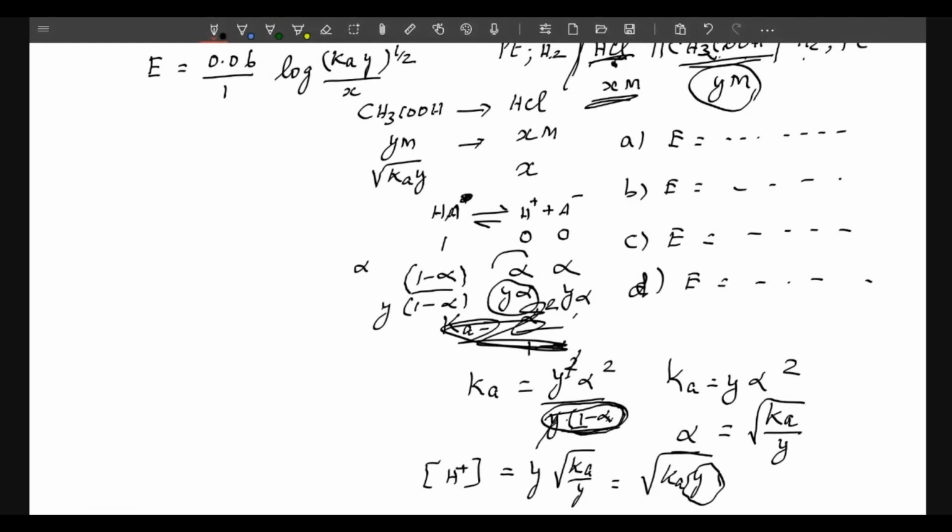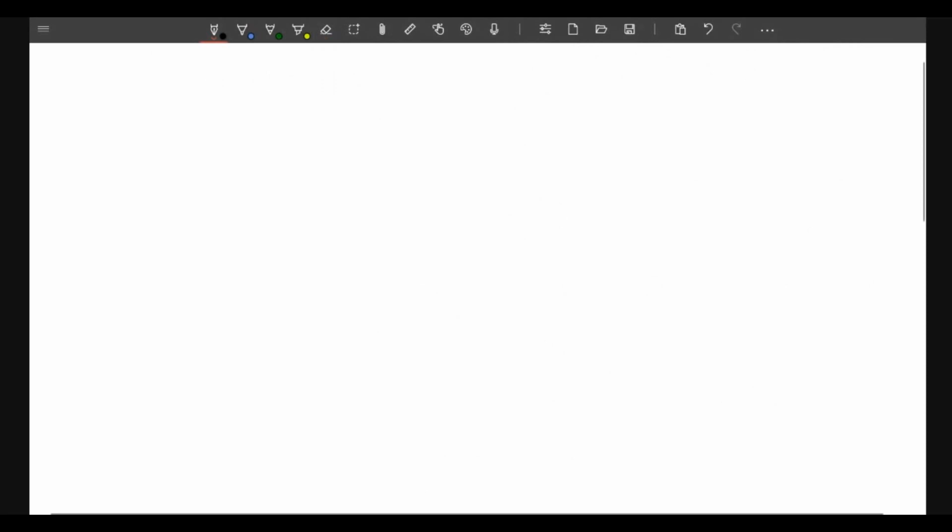This is the equation we are deriving, because the acid we have taken is a weak acid. I think you understand this, but no such problem so far. If you ask, you can easily tell the answer.